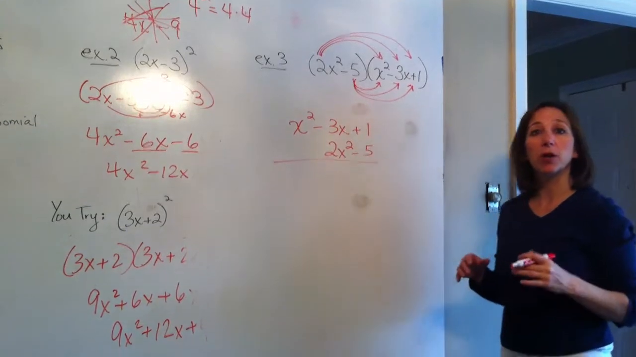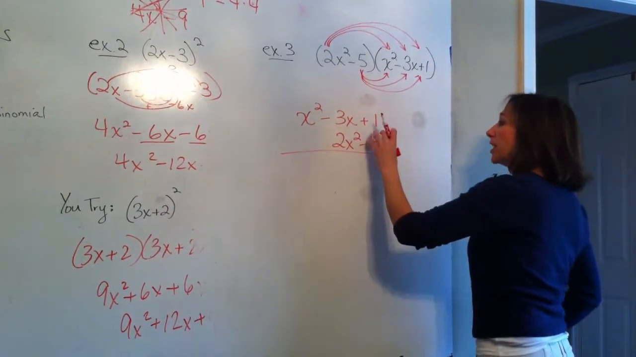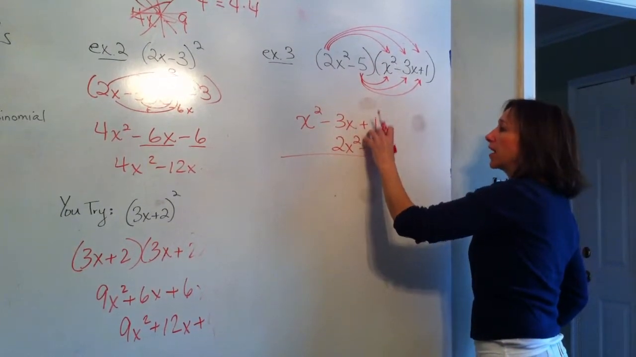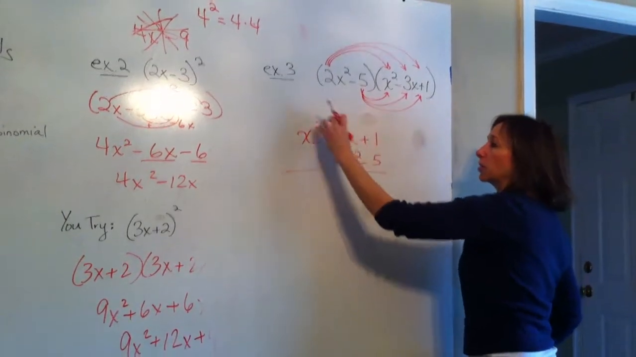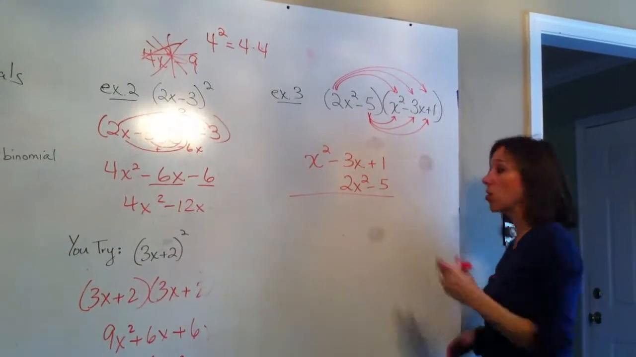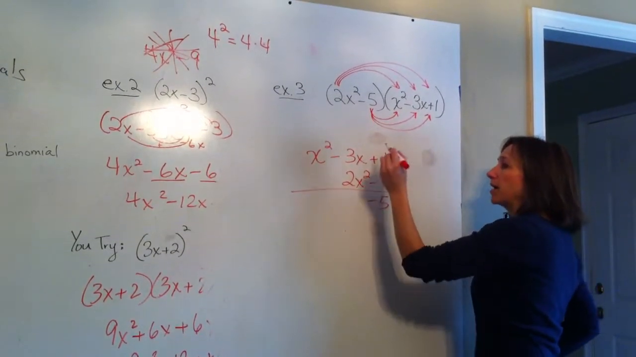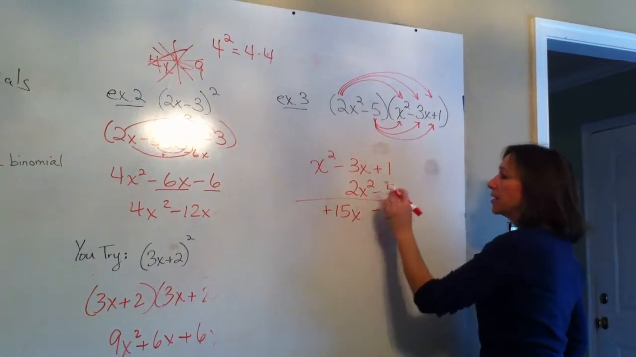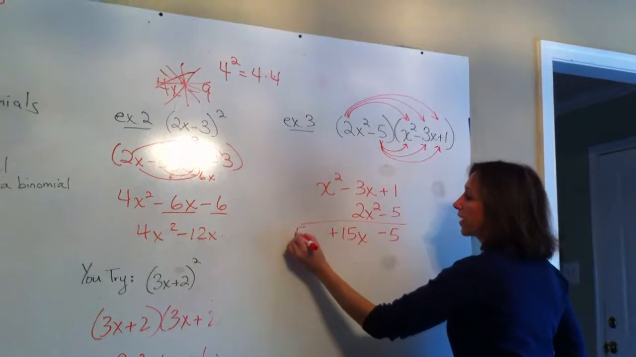And then we're going to do it like a multiplication problem like you learned a long time ago when you learned multiplication. We're going to take the minus 5. We're essentially doing the same thing. We're going to take the minus 5 times all three of these, and we're going to take the 2x squared times all three of these, and then we're going to combine our like terms. So minus 5 times 1 is minus 5. Minus 5 times minus 3x is plus 15x. You have to put the sign there. Minus 5 times x squared is minus 5x squared.